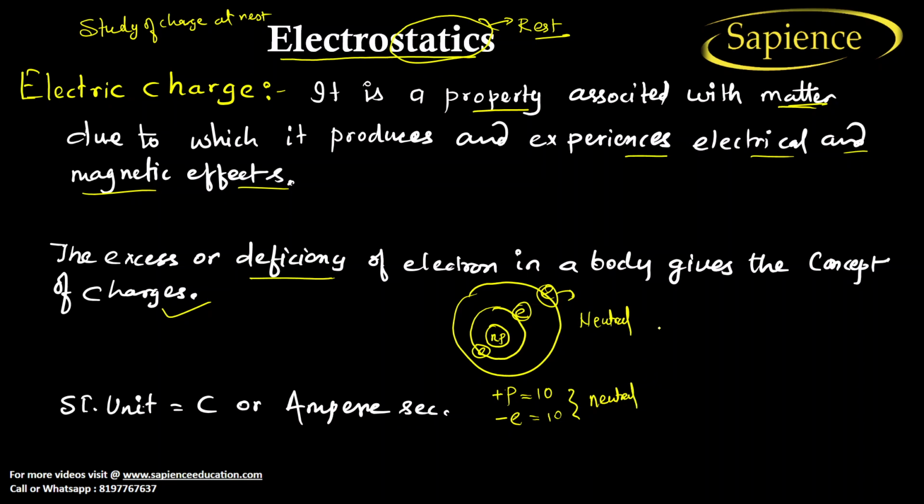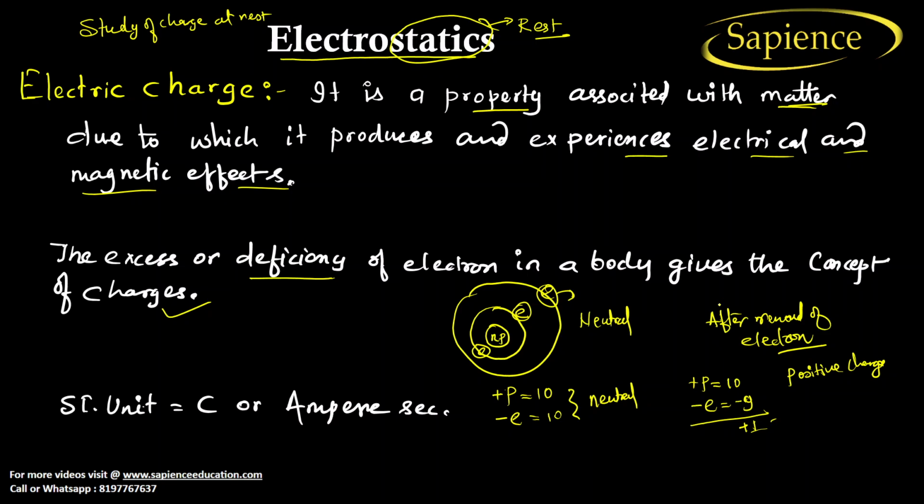But after removal of an electron, what will happen? Let us consider the proton charge is plus 10 and the electron charge is minus 9. So the net charge will be plus 1. When you remove an electron from an atom, it becomes positively charged. I hope you have understood.